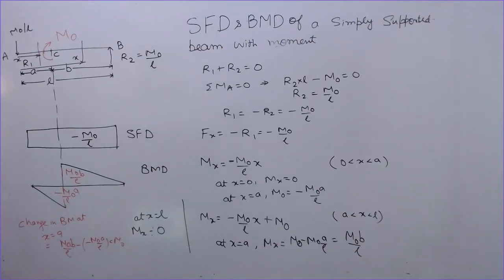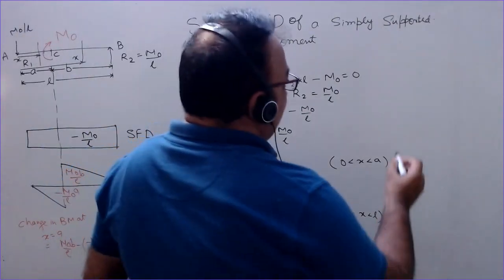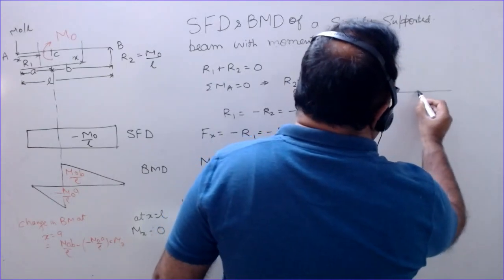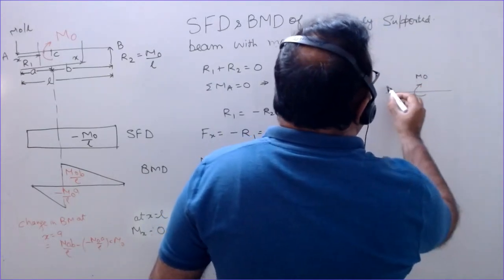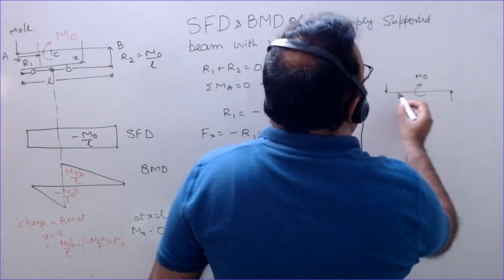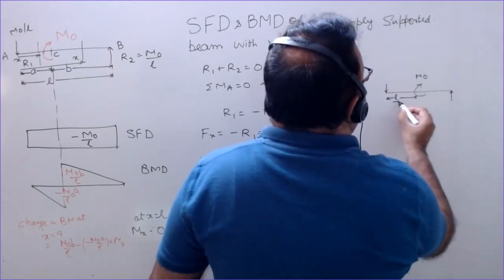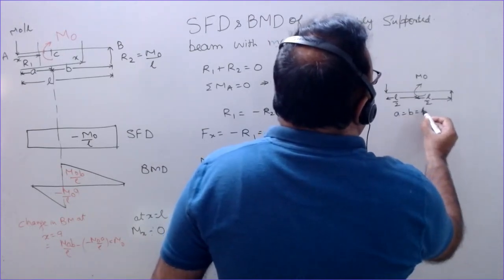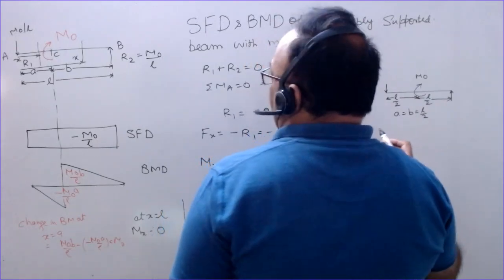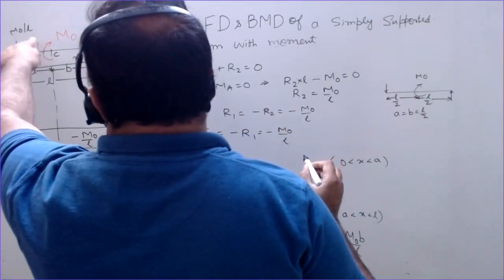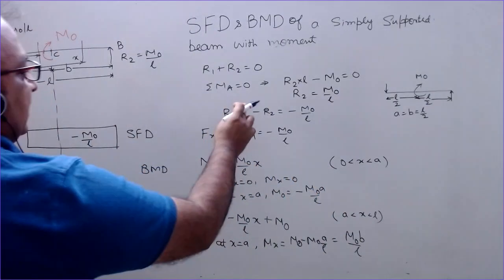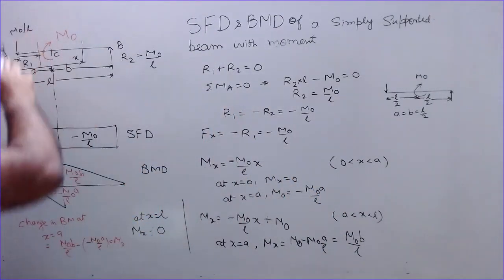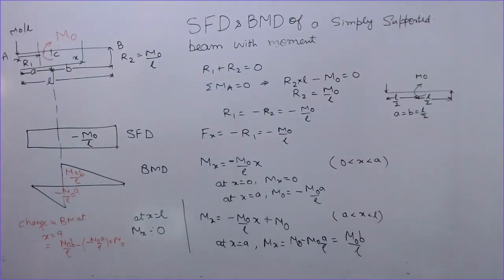Now suppose the beam is having the moment M naught which is acting at its mid span. So in that case a and b each will be equal to L by 2, and so you will find the reactions here. This M naught by L, in that case what will be the reaction? It will be same, M naught by L. So what will be the change in the bending moment and the shear force? This you can easily see.